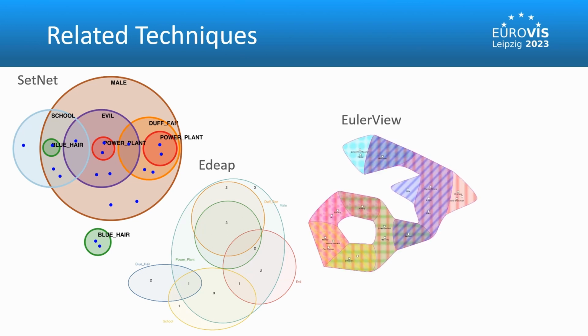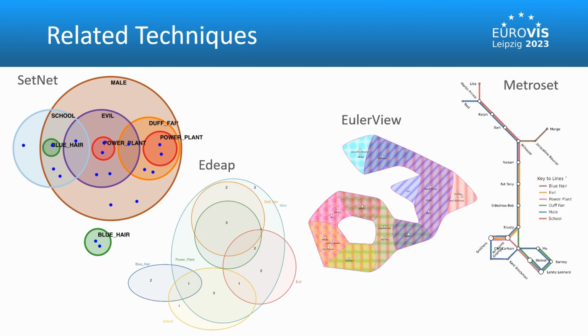Euler view by Simonetto et al. is a technique to create Euler diagrams based on planar graphs. The resulting Euler diagrams are well matched. However, the diagrams have many highly concurrent curves. Recently, Wallinger et al. introduced metrosets. Unlike the other presented methods, metroset does not use regions enclosed by intersecting curves to indicate the set intersections. Instead, they use a metro map metaphor to visualize the intersection of sets while including the elements directly in the visualization.